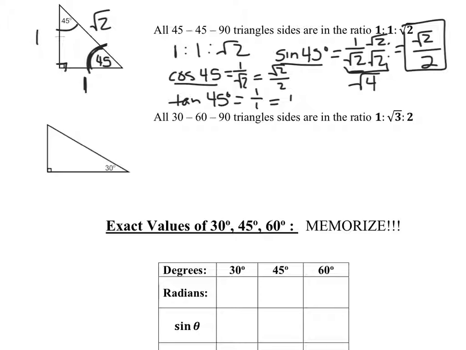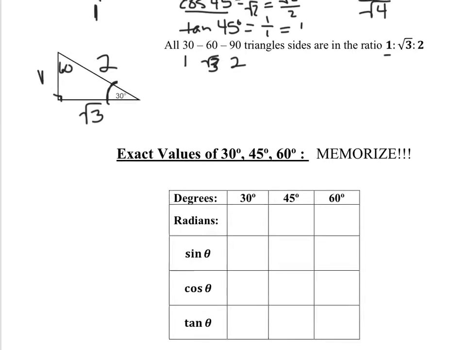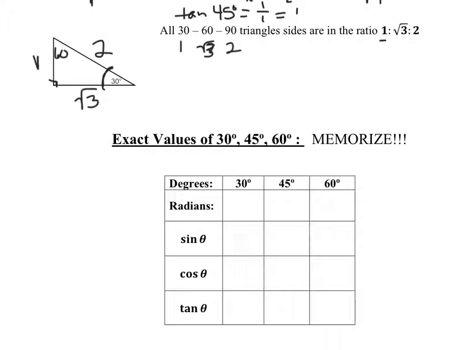The next one was 30, 60, 90. This is 30 degrees, this is 90, so this one has to be 60 because they all have to add up to 180. The side opposite 30 degrees is 1, the side opposite 60 is radical 3, and the side opposite the 90, the right angle, is 2. We put these together in a chart to help you remember.